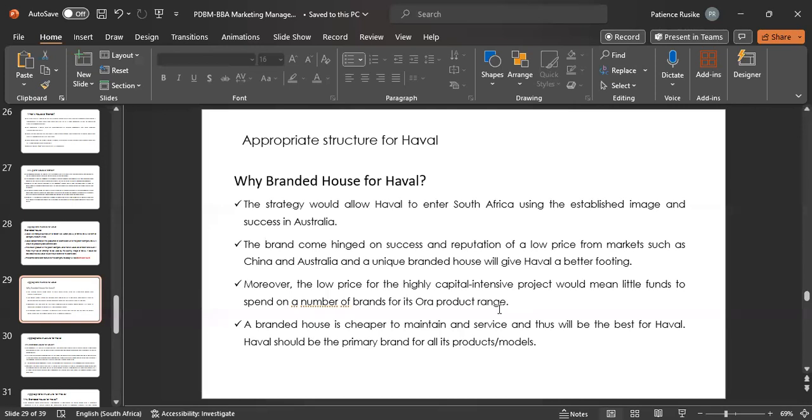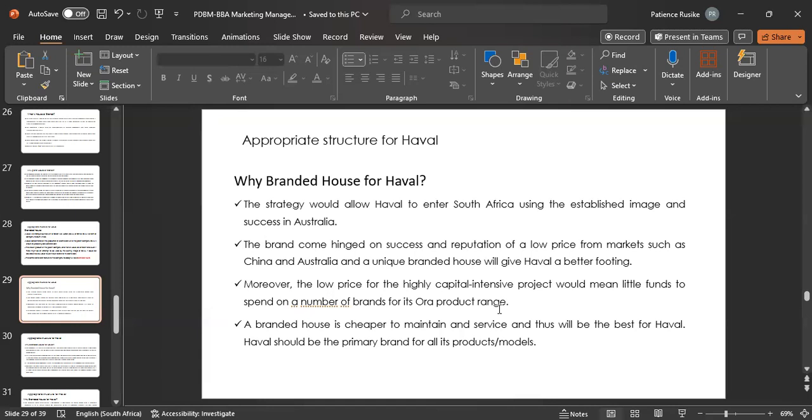So if you employ the house of brands, whereby different products would have their own branding, customers may not recognize them because they know the brand of Haval. So just like the example that we gave of Apple, saying that Apple uses one brand name for all these multiple products, Haval can do the same, because the brand of Haval is now being associated with a brand that provides low price and good quality.